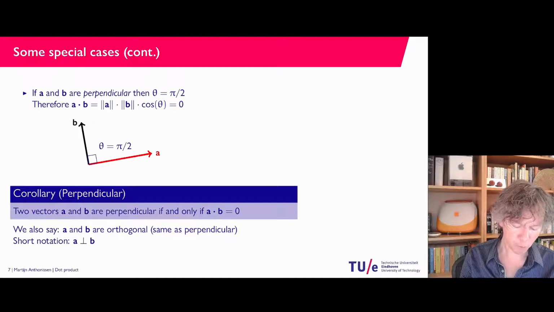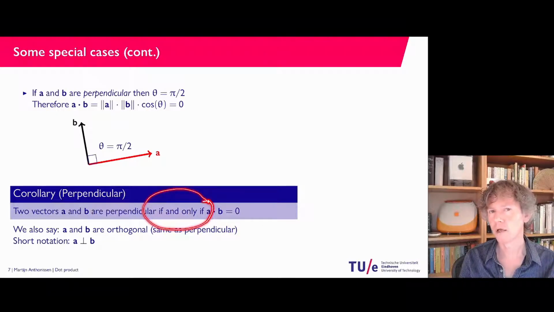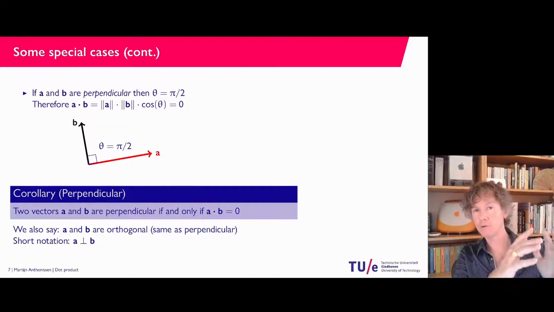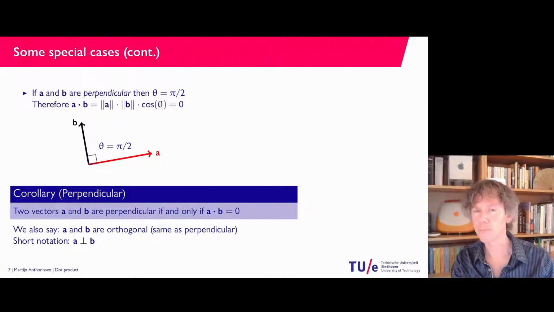So vectors are perpendicular if and only if A dot B equals 0. This "if and only if", that's also a mathematical term. What it means is if A and B are perpendicular, then that dot product equals 0, and the other way around. So also if that dot product equals 0, then they are perpendicular or orthogonal. They make a 90-degree angle. And the short notation for that is this thing here, A perpendicular to B. And it is a very easy way to check that. So if you give me two vectors and you want to know whether they are orthogonal or not, just compute the dot product and you immediately know whether that is true.